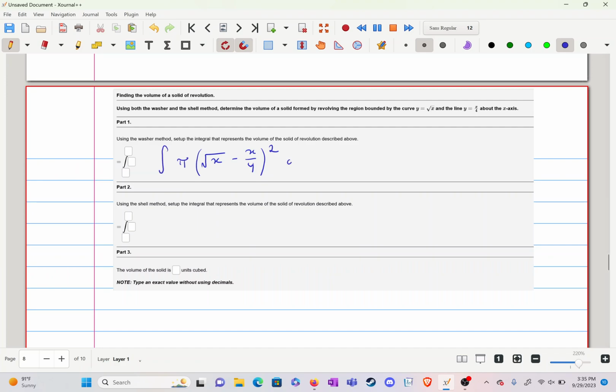The pi out in front. Don't know the bounds of integration yet. And dx. Simplify that, no bounds of integration yet: pi times the integral of x minus x squared over 16 dx. Now let's find our bounds of integration.